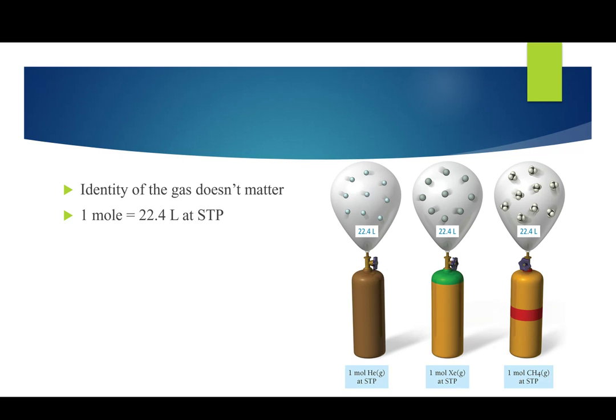So that is a conversion factor. That's kind of our third and final conversion factor. We had 1 mole is the mass off the periodic table. We had 1 mole is 6.02 times 10 to the 23rd particles. And now we have 1 mole is 22.4 liters.